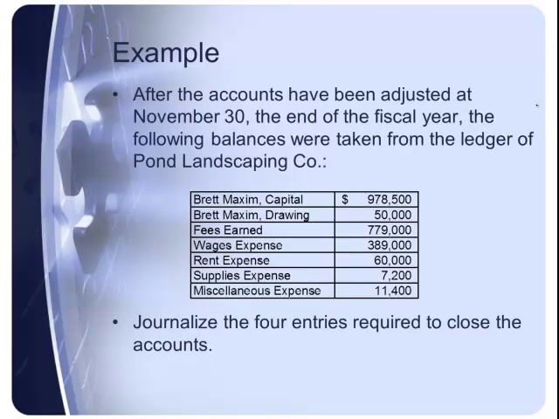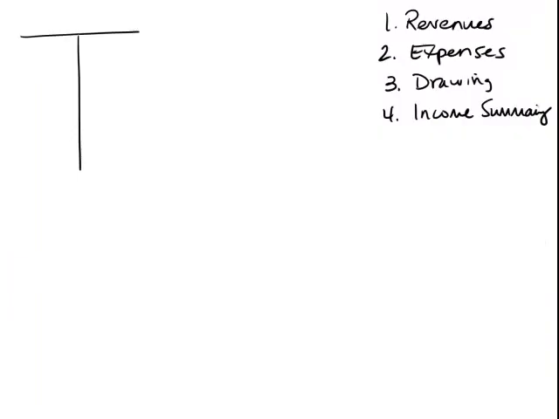Our revenue, let's start with the revenue. What's the name of our revenue account? Fees earned, $779,000. Is that a normal debit or credit balance? It's a revenue account. Debit or credit balance? Where should I put that 779, on left or right? Credit?